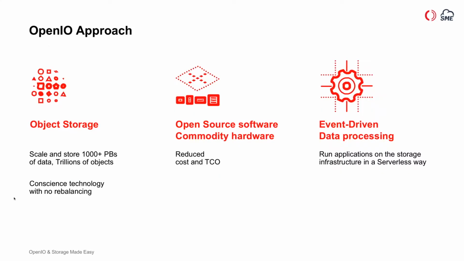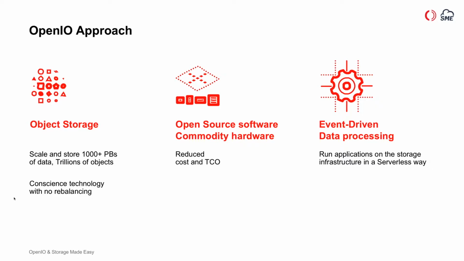We at OpenIO have these three important messages that are coming with our vision. One is that we do everything on object storage. It means that we can scale from 1 terabyte, which is probably the smallest installation you can have with our system, up to exabytes. And we have an important differentiator compared to other object storage in the market, which is called conscience technology, that I will introduce later in this presentation.